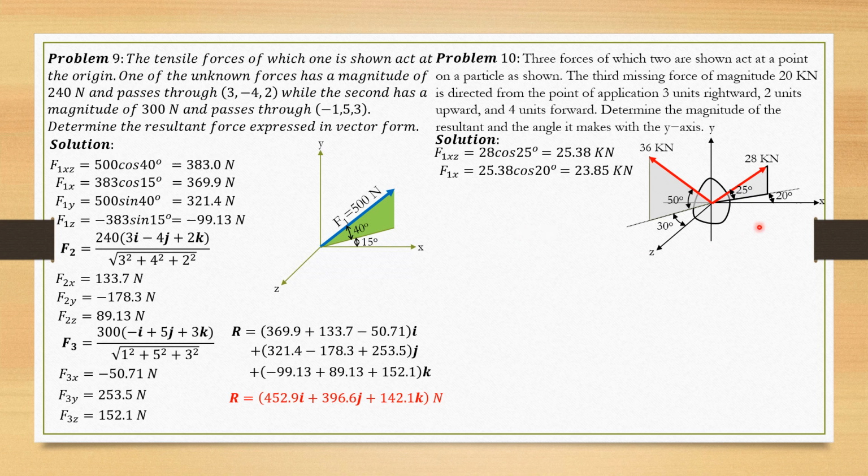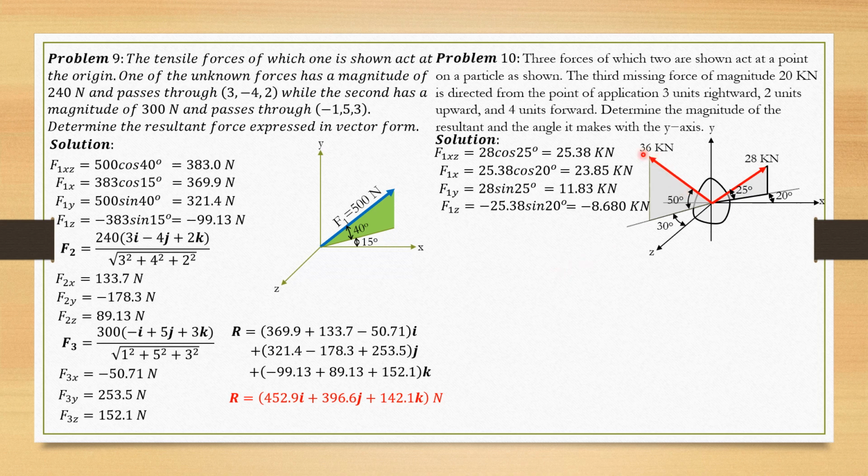So it is equal to 23.85 kilonewtons. Then F1y is this vertical component, so it is 28 sine of 25. 28 sine of 25 degrees is 11.83 kilonewtons. Then F1z is negative in that direction, so it is negative 25.38 sine of 20 degrees, and that is equal to negative 8.680 kilonewtons.